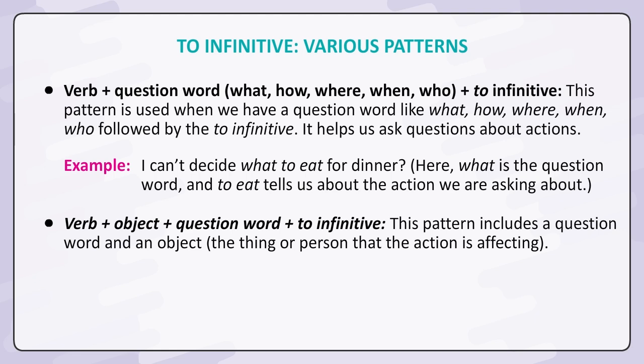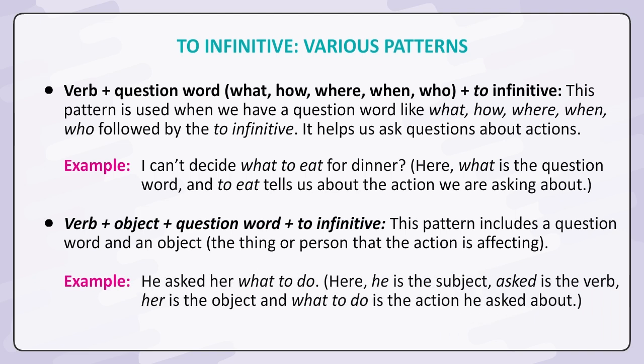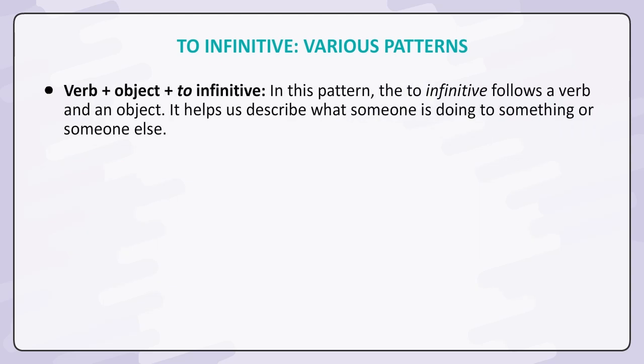Verb plus object plus question word plus to infinitive. This pattern includes a question word and an object, the thing or person that the action is affecting. Example: he asked her what to do. Here, he is the subject, asked is the verb, her is the object, and what to do is the action he asked about.